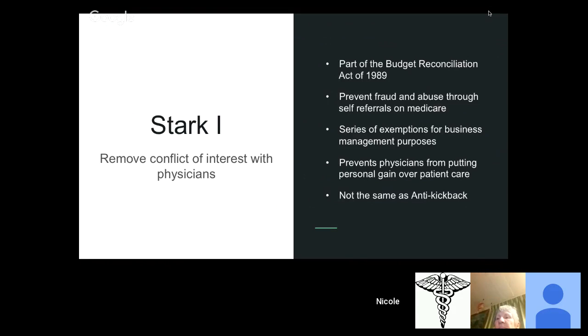Stark also only applies to designated health services, or DHSs, as being said. These are services such as, but not limited to, things like imaging, occupational therapy, home health services, outpatient services, and prosthetic devices. There is confusion between Stark and another mandate called the anti-kickback statute. The basic differences are that the anti-kickback statute is broader in its scope and requires specific intent, as well as how they are penalized when they are violated.